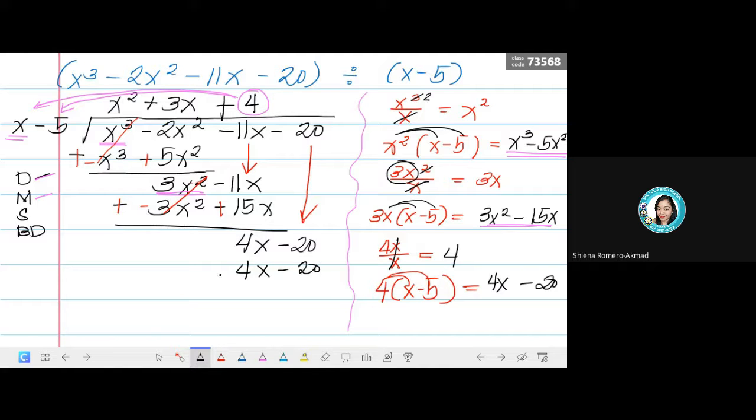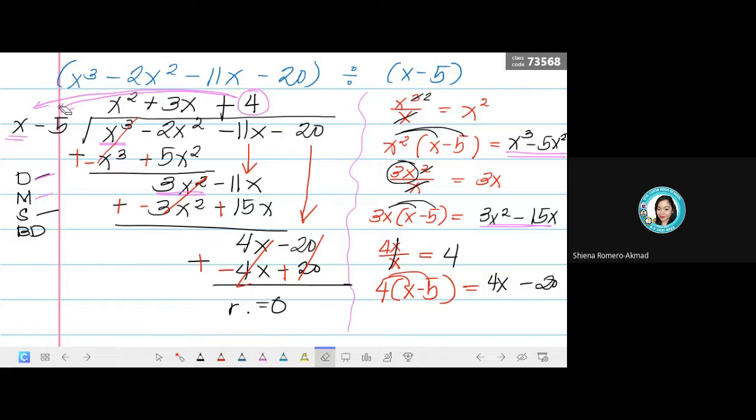4x minus 20. Then now we will subtract. Change the sign. Proceed to addition. Then perform the indicated operation. This is already 0. And this is also 0. So our remainder is 0. Okay, so ganun din sa polynomials, we have remainder. Pero dahil 0 na, yung 4x minus 20 subtract 4x minus 20, of course, 0 na yung ating remainder. So ano yung final answer natin?